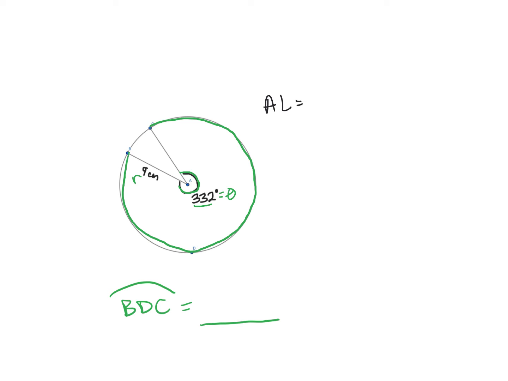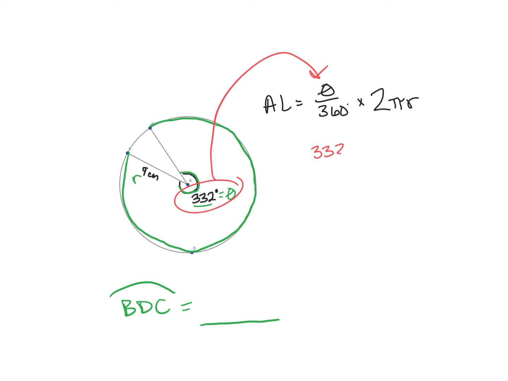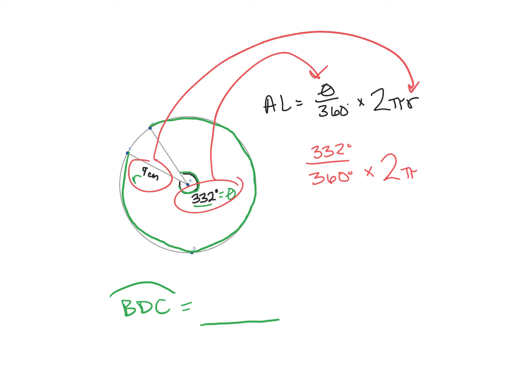So let's input that into our arc length formula, right? Again, arc length is equal to theta divided by 360 degrees times the circumference formula, 2 pi r. 2 times pi times your radius. What we know is theta is 332 degrees. So 332 degrees divided by 360 degrees times 2 times pi times my radius, which is 9 centimeters, so times 9.